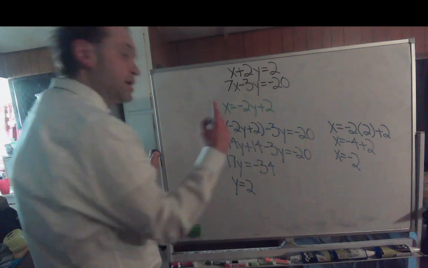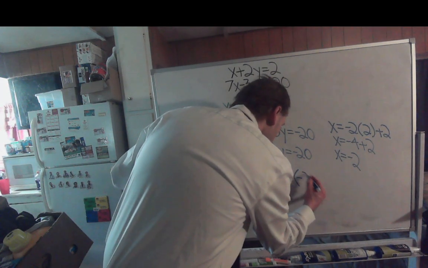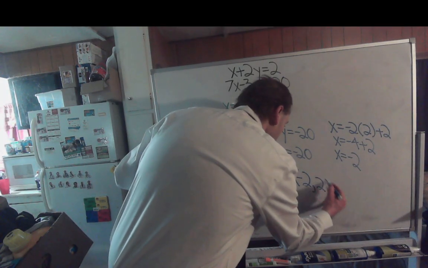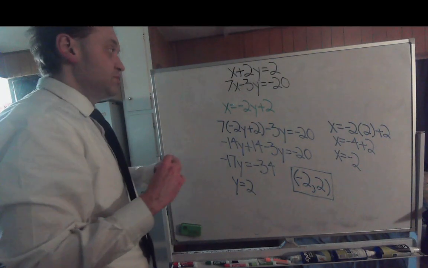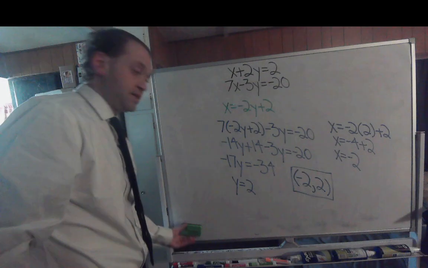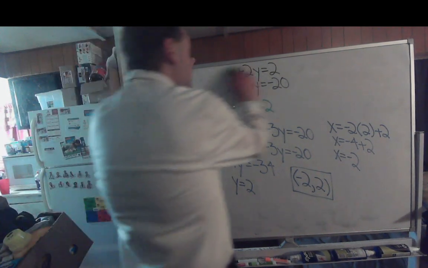So the ordered pair that's going to be the solution is going to be negative 2, 2. That's your ordered pair that's the solution, is at negative 2, 2. That's where those two lines would intersect. And one more, then we're done.